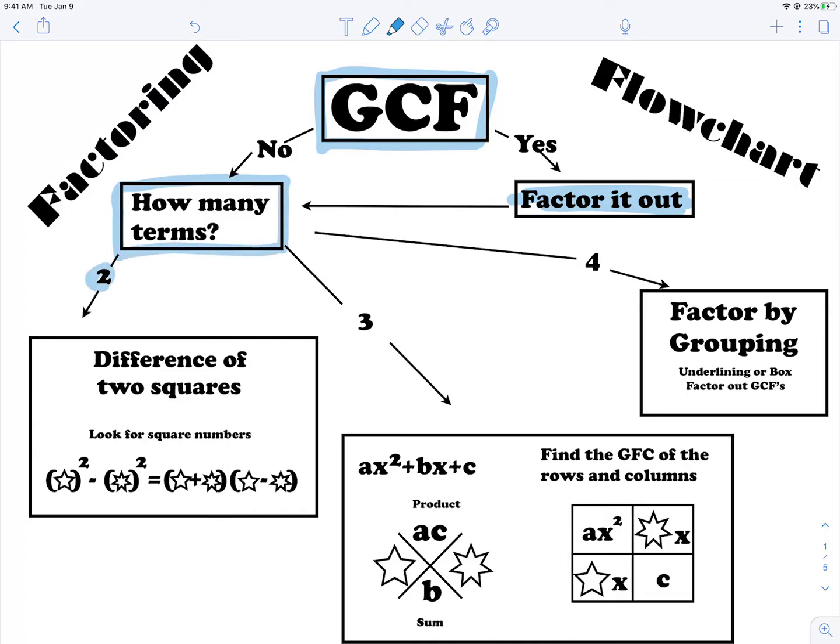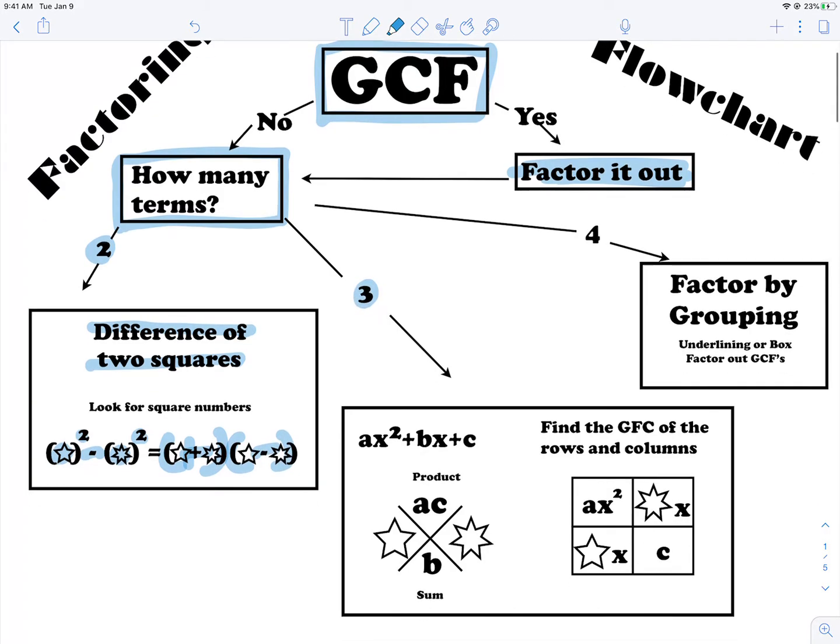So we've already discussed when there's two terms, it's a difference of two squares. It's a something squared minus a something squared, and you get a plus and a minus binomial. We've discussed three terms, a trinomial, where if a is 1, you only need the diamond, but if a is not 1, you need the diamond and the box. Today, what we're going to be talking about is if there's four terms.